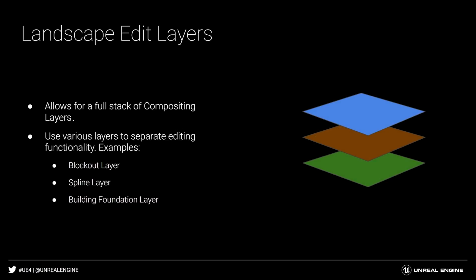The Landscape Edit Layers system allows for a stack of compositing layers. It basically means that landscape height maps and painting can be edited separately and in a non-destructive fashion. You can add multiple layers to our landscape that can be edited independently from each other. You can use different layers to separate different functionality. For example, you could have a blockout or foundation layer for mountains or other non-interactive parts of the landscape. You could have a specific layer just for spline roads or flat terrain, which may be an important part of the level and need to be designed separately.